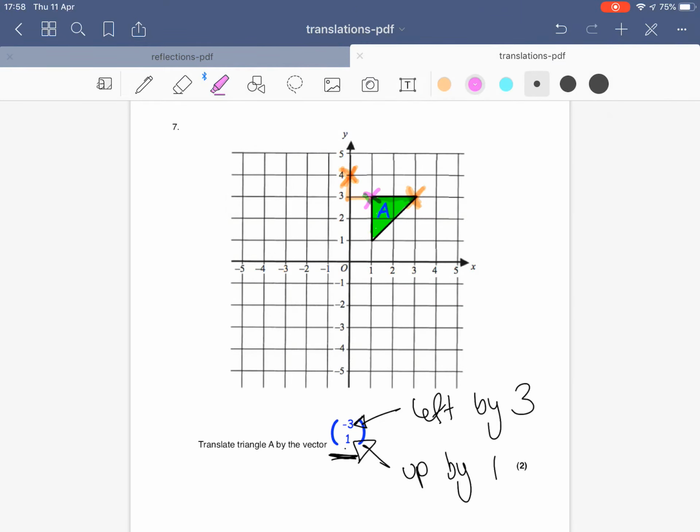Oh, let's do pink. So this point here, going to go left by 3, 1, 2, 3, up by 1, that point is going to be there. And this point is going to go left by 3, 1, 2, 3, up by 1, that point is there. We should be able to do these by now. Okay, so that is this. It's very deceiving because you've got all this empty space here.